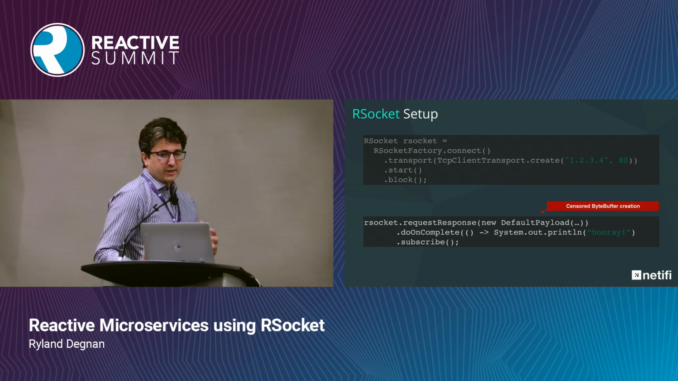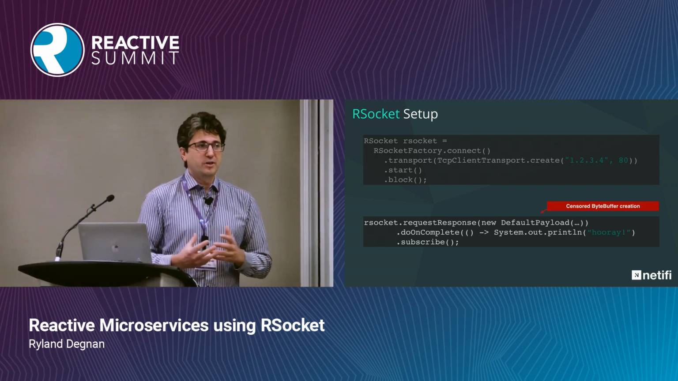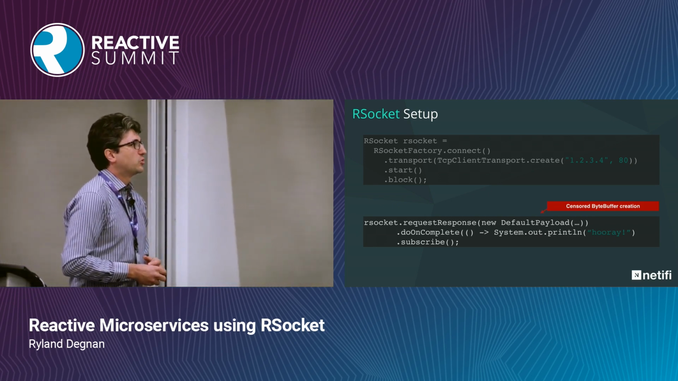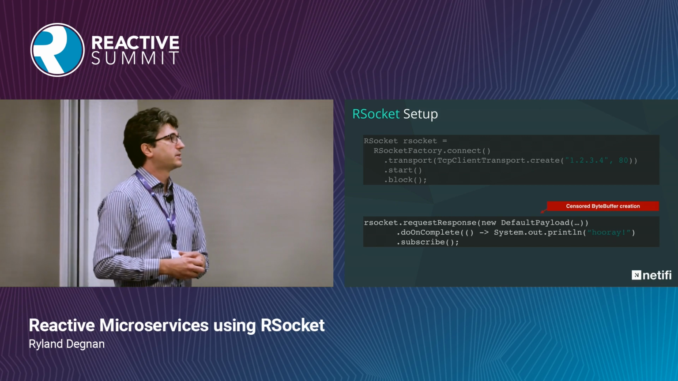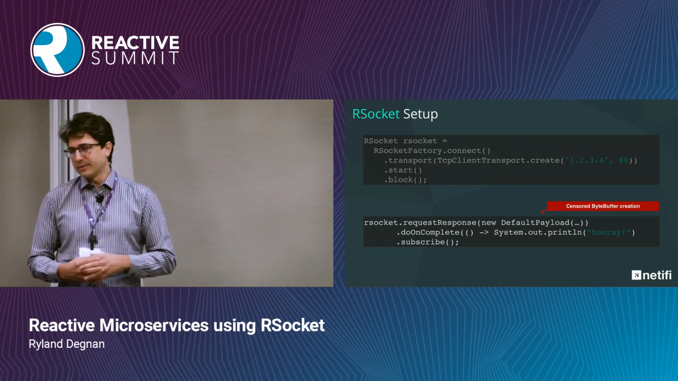And this is a little bit hard to use because it accepts an arbitrary payload. RSocket's not opinionated about what the data types that you pass over it are. So it accepts a binary payload that has both metadata and data associated with it.